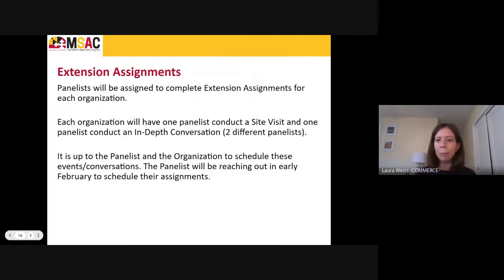So to break down more information about the extension assignments, panelists will be assigned to complete extension assignments for each organization. Each organization will have one panelist conduct a site visit, which is actually equivalent to the artistic activity visit. We used old terminology there. And one panelist will conduct an in-depth conversation. So that means that two separate panelists will conduct extension assignments, one for each.